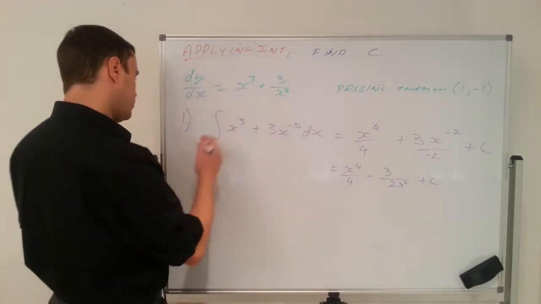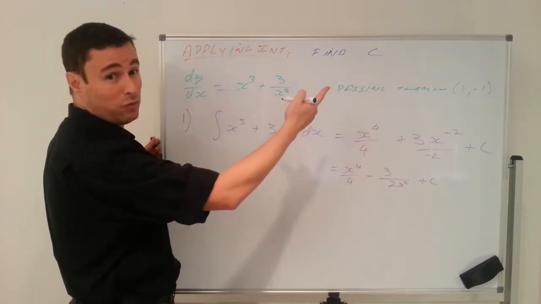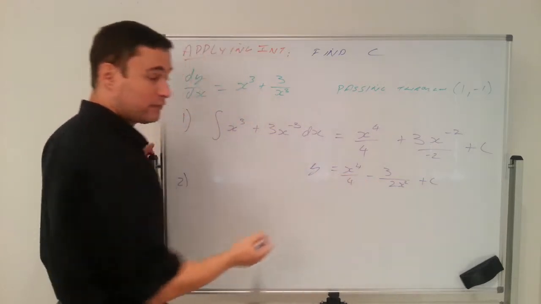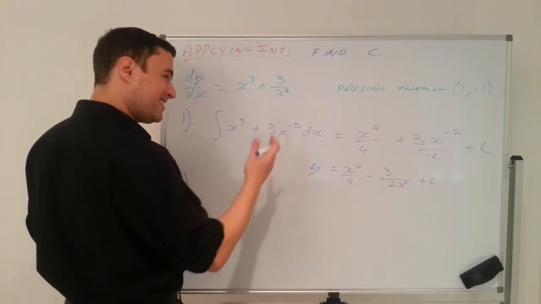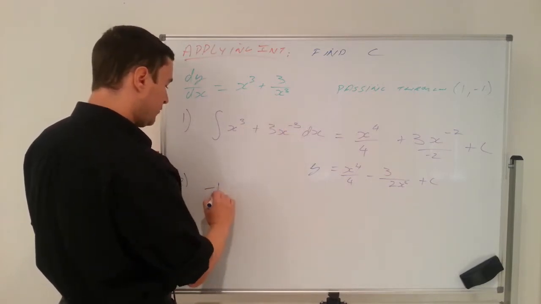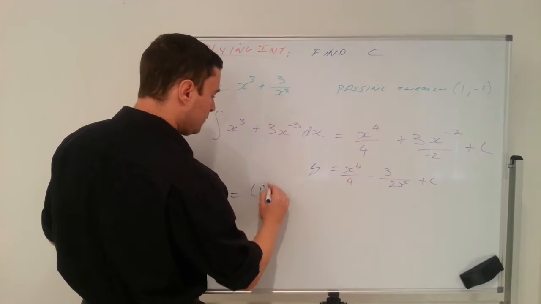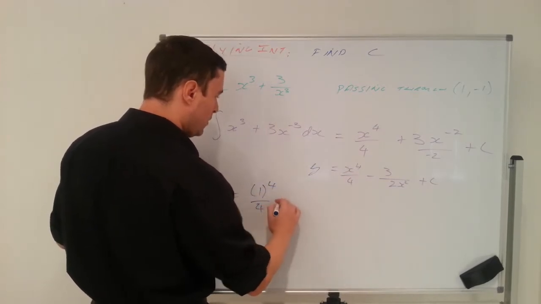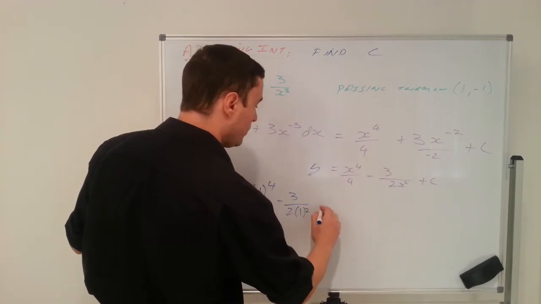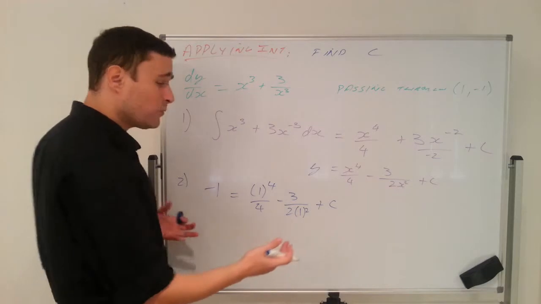Integrate the whole thing. Step 2: I'm going to sub in that point 1, negative 1. So I've got y equals this. This is the general function, because I've integrated. Now I've got y equals negative 1 whenever x is 1, so I'm just going to put negative 1 in for y. 1 to the power of 4 over 4 minus 3 over 2 times 1 to the power of 2 plus the constant c, and I'm going to solve for c.